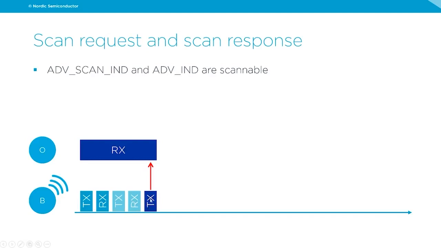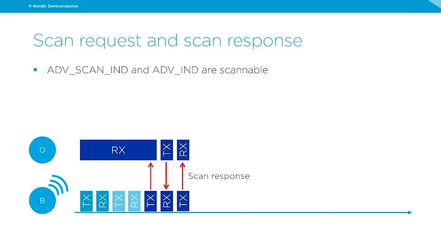And when you do scannable, you have to switch the radio to receiver mode right after you transmit the data. This is so that the scanner can send a scan request and you would be able to receive it. After you receive the scan request from the scanner, you need to send a scan respond. If you don't have any data, you can send an empty scan respond, but you need to send a scan respond back. And the scan respond can contain more data.